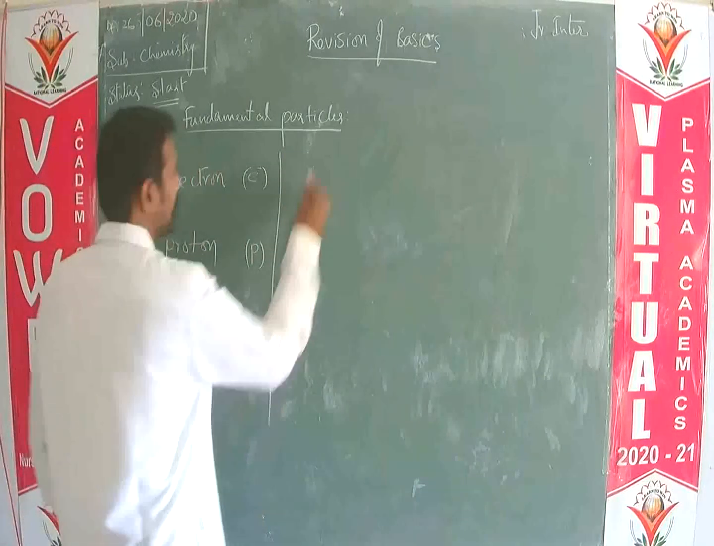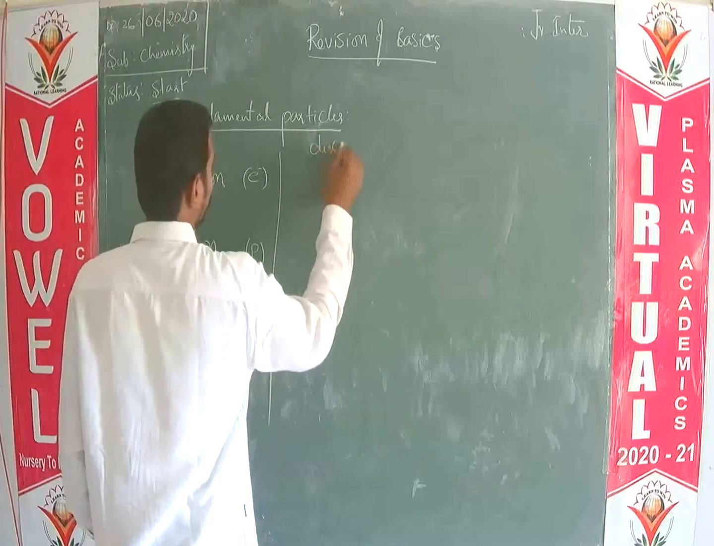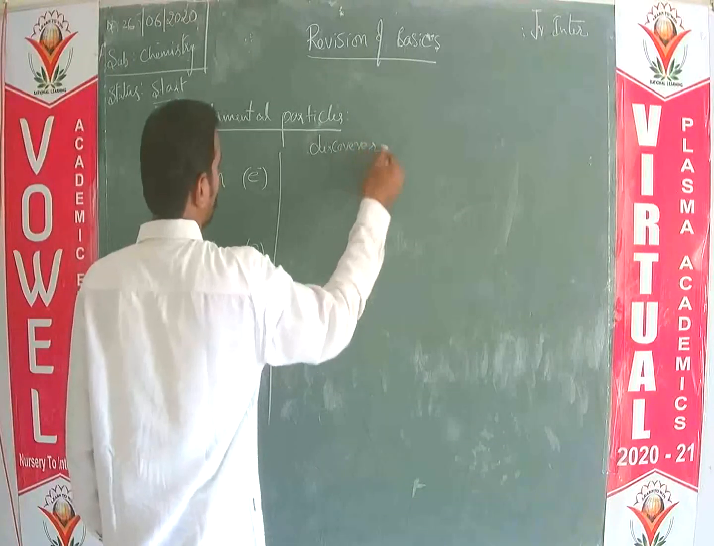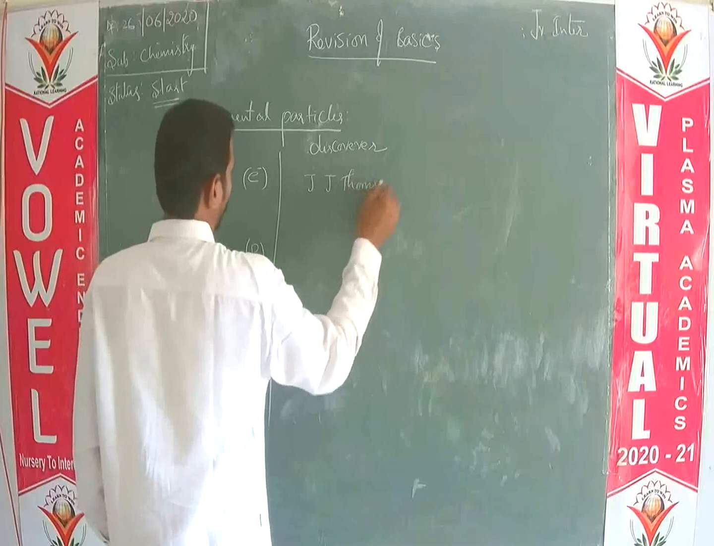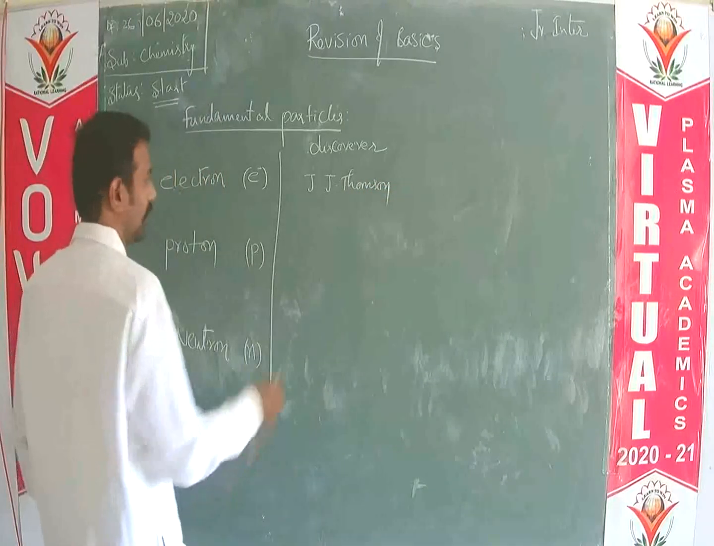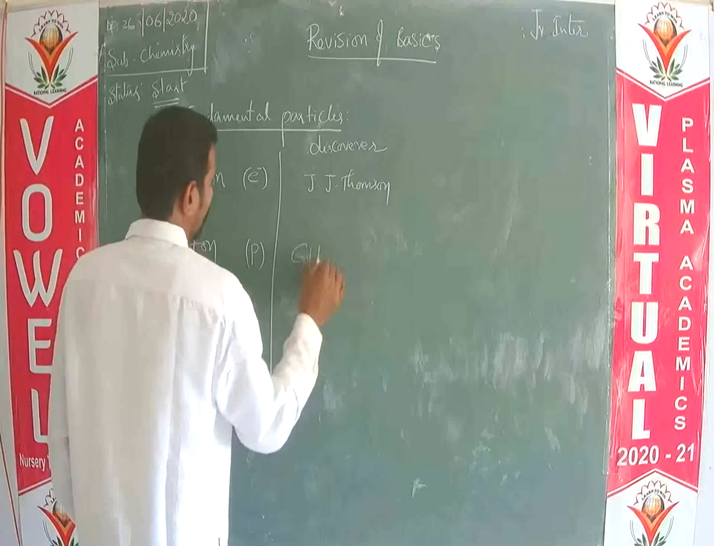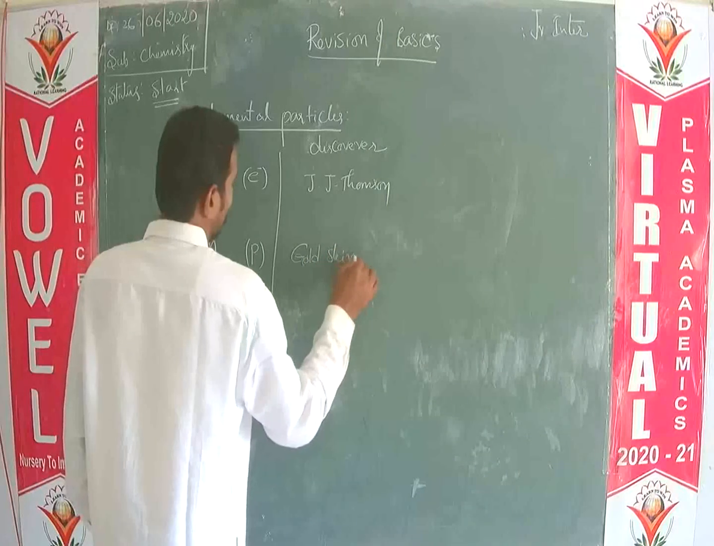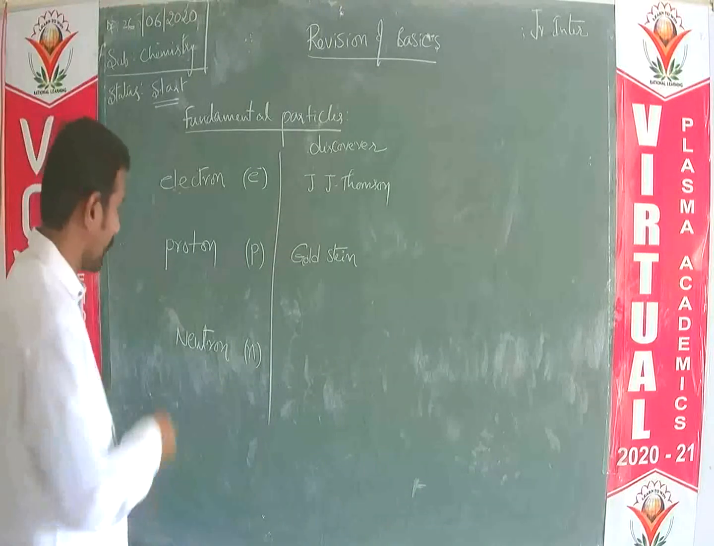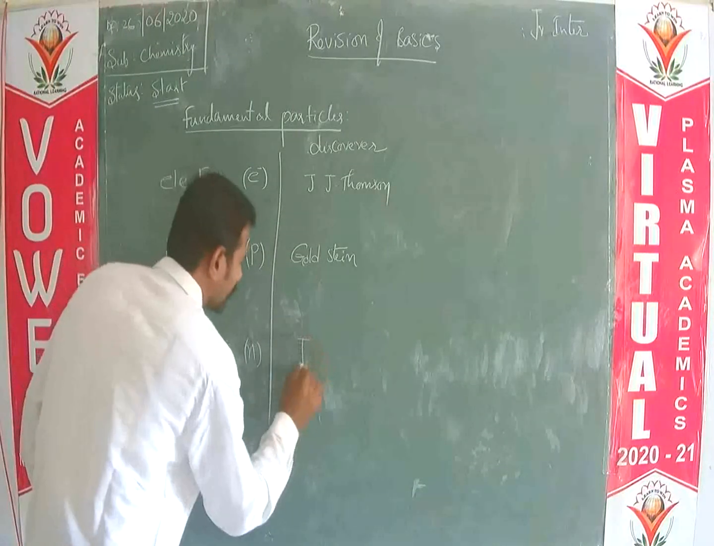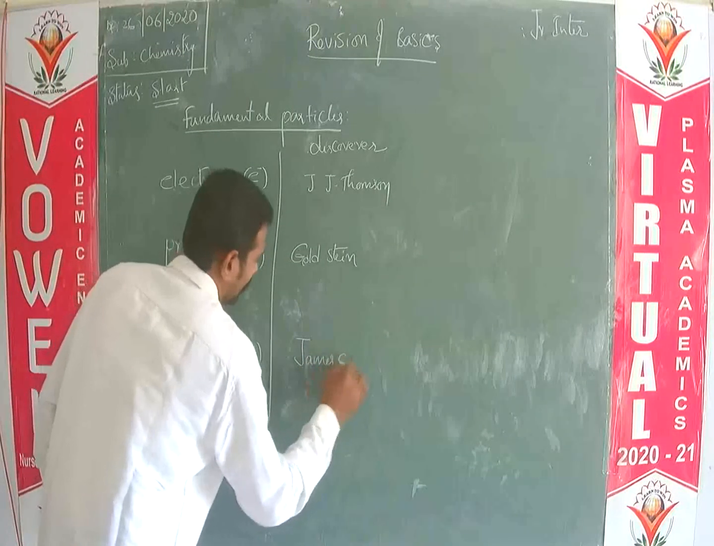This electron was discovered by J.J. Thomson. Proton was discovered by Goldstein, and later it was named proton by Rutherford. Then neutron was discovered by James Chadwick.